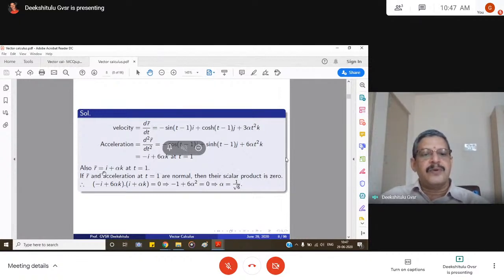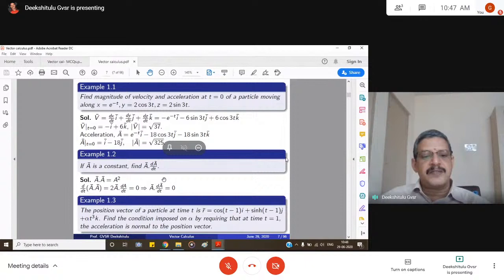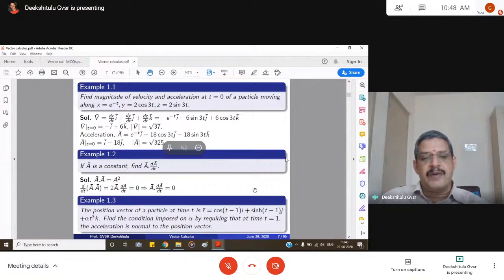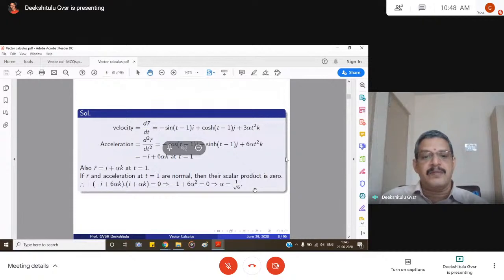At t is equal to 1, r is equal to i plus alpha k. What is required is that the acceleration must be normal to the position vector. So this is the position vector at t is equal to 1, and this is the acceleration at t is equal to 1. So the dot product is 0. So minus i plus 6 alpha k dot i plus alpha k gives minus 1 plus 6 alpha square is equal to 0, or alpha is equal to 1 by square root of 6. This type of logic you have to sometimes use. So we need so many things here. You have to understand what the velocity, the acceleration, and normal vectors are, the concept of normality.